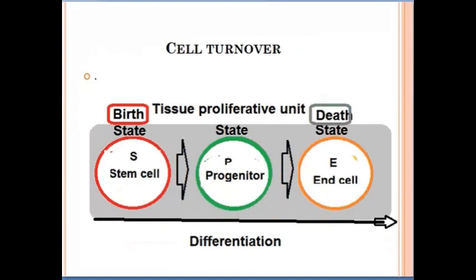And here you have the cell turnover. Division of the stem cell is the birth of the unit, and these are the progeny of the stem cell, and as they move or stream, they differentiate until they reach the end cell, and the end cell actually is the last state, and it will sooner or later die.